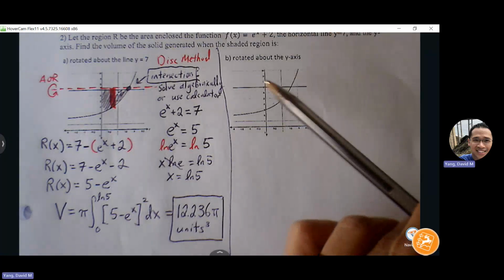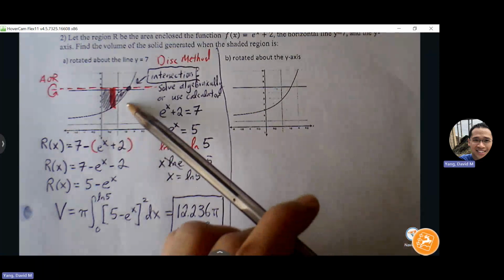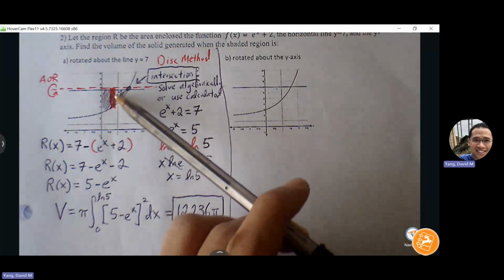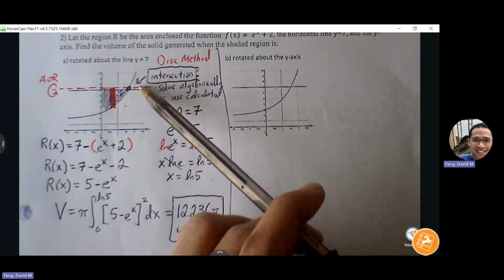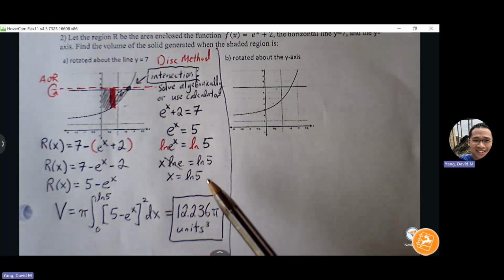I worked out the intersection by hand, but you can also use your calculator, graph both lines, find the intersection, and you'll get a decimal version of natural log of 5, which will also work.